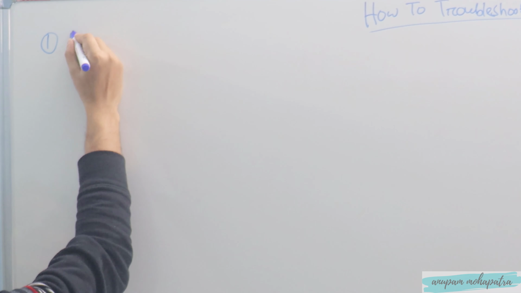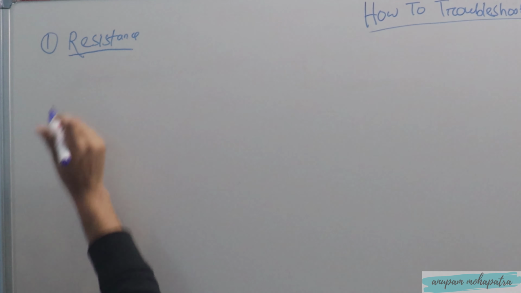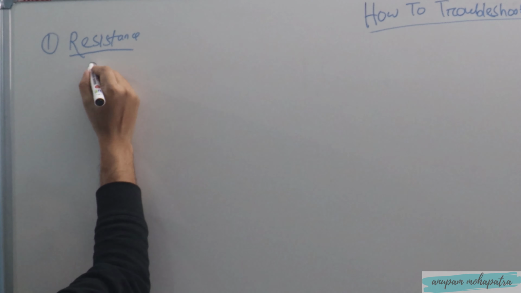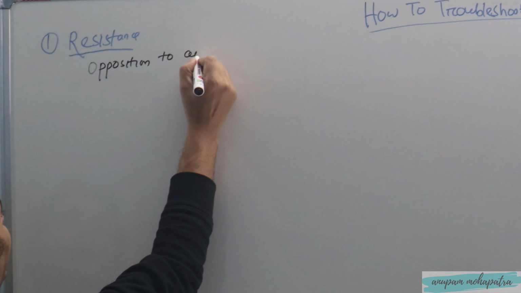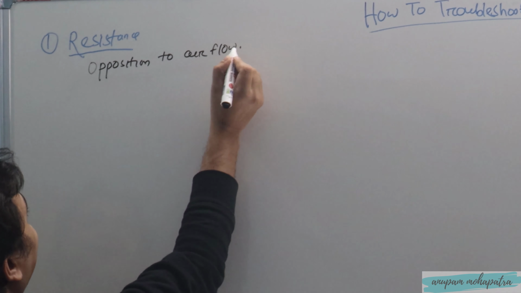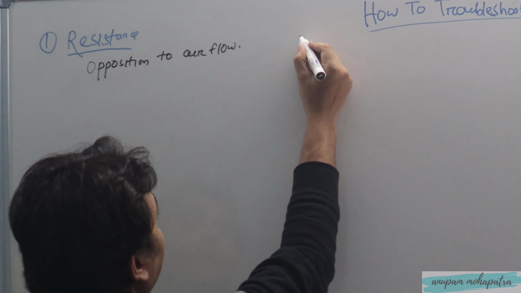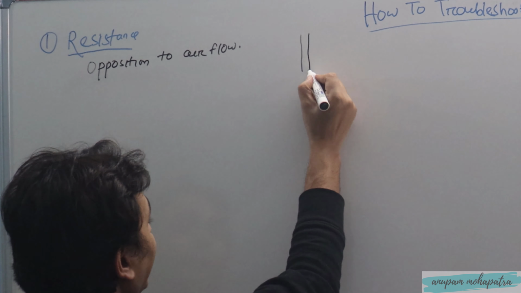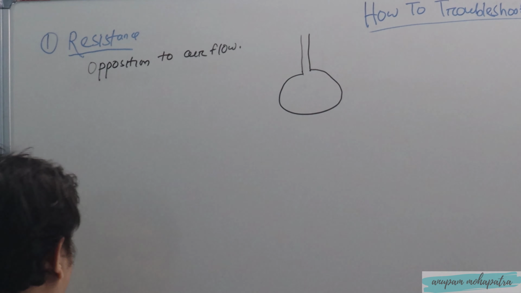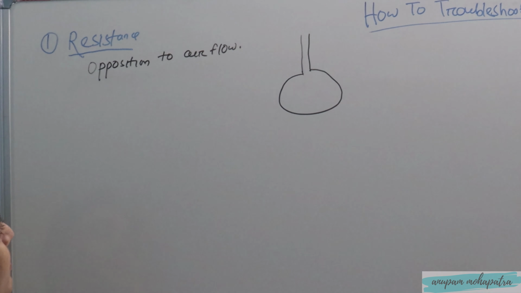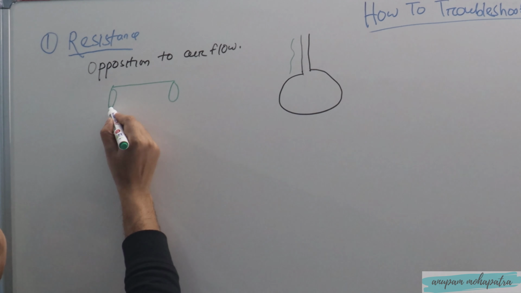So first is resistance. Resistance, by definition, is opposition to airflow, right? Opposition to airflow. As I told you, we can consider the lung as two units: one is the upper airway, or the conducting airway, and the other is the lung proper. Now while we are talking about resistance, we will be discussing this part. This can be compared to an ohmic resistor.